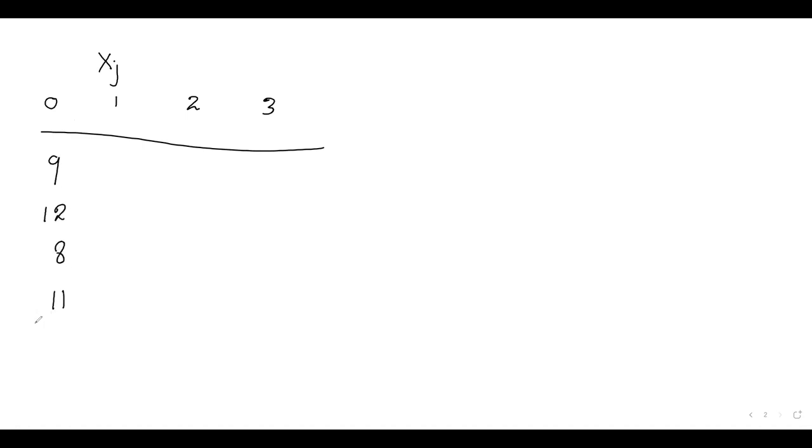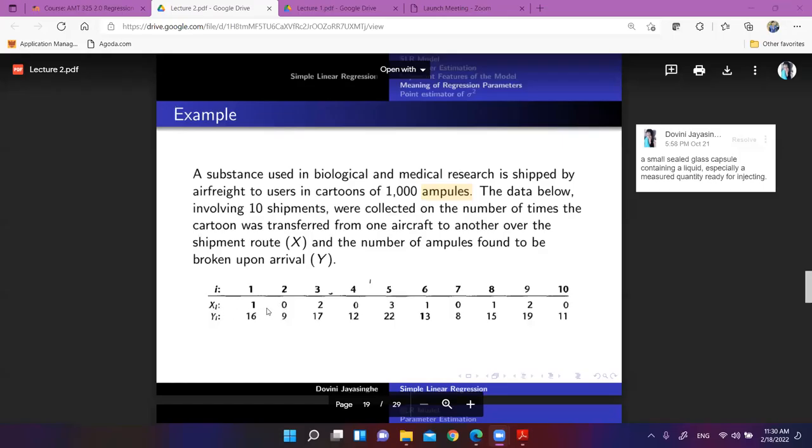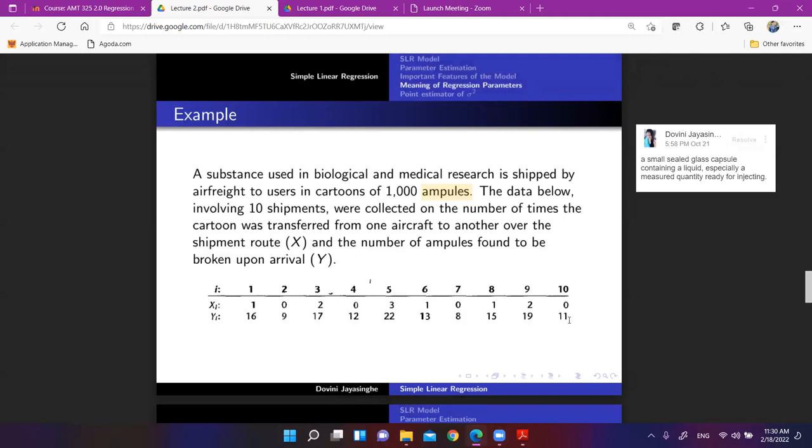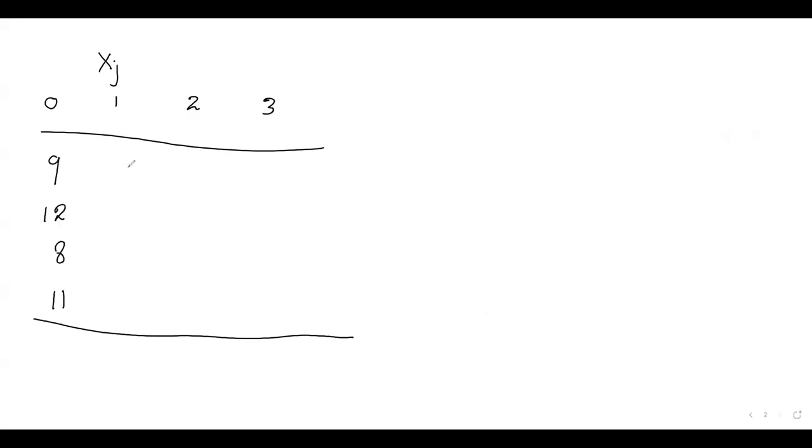9, 12, 8, and 11. Right, we had 4 replicates: 9, 12, 8, 11. When x is 1, we have 16, 16, 13, 15. We have just 3 replicates there. We don't have a fourth replicate, right? Similarly, when x is equal to 2, we have 17, 19. When x is equal to 3, we didn't have repeated observations, just a single observation.